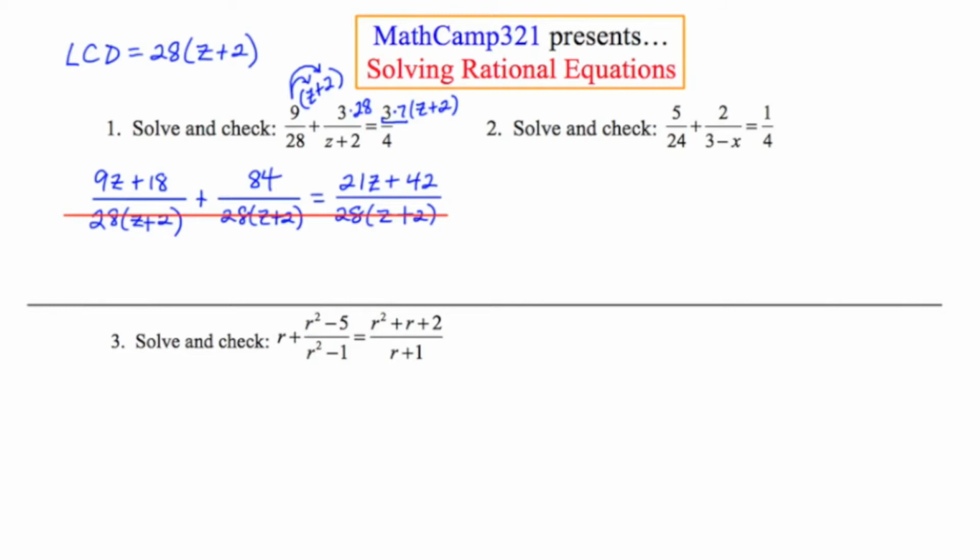And what I'm going to do is solve the resulting problem that exists in the numerator. So what we have is 9z plus 18 plus 84 equals 21z plus 42. This will be 9z plus 102 equals 21z plus 42. Subtracting 9z from both sides, we end up getting 12z. And subtracting 42 from both sides, we end up getting 60. And if we divide both sides by 12, we end up getting that z is equal to 5.